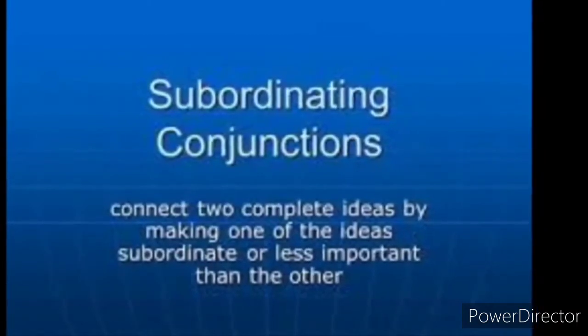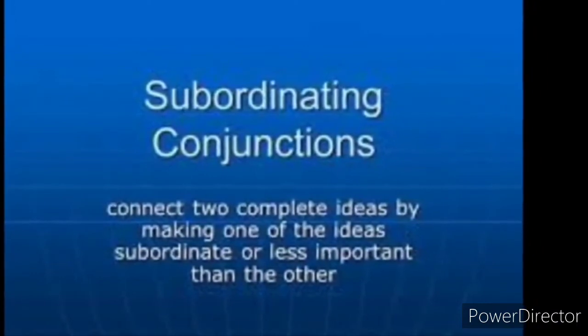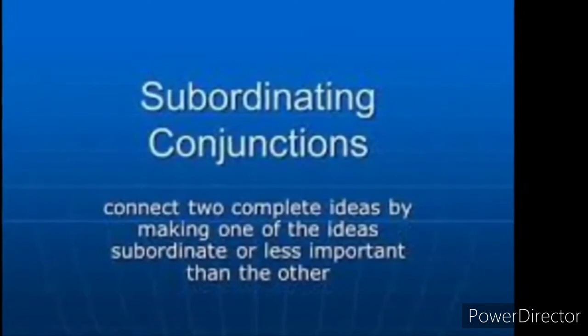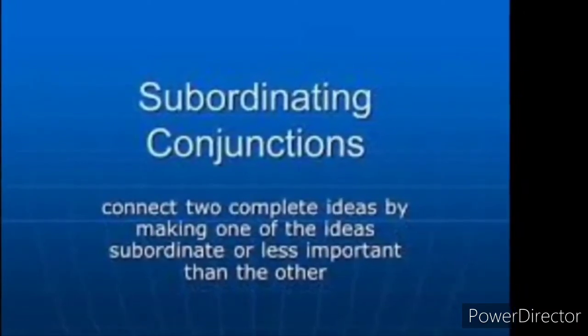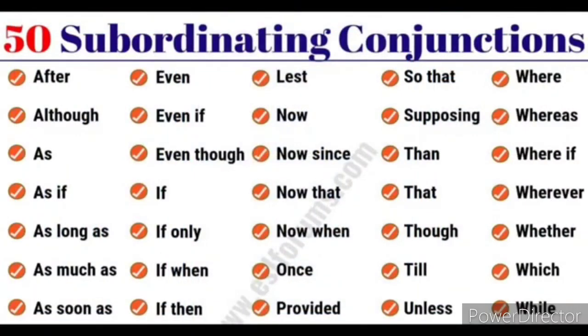That is, there will be one subordinate clause, which is the dependent clause, and another, which is the independent clause. That is known as subordinating conjunctions. So children, listen carefully. Here are the subordinating conjunctions.